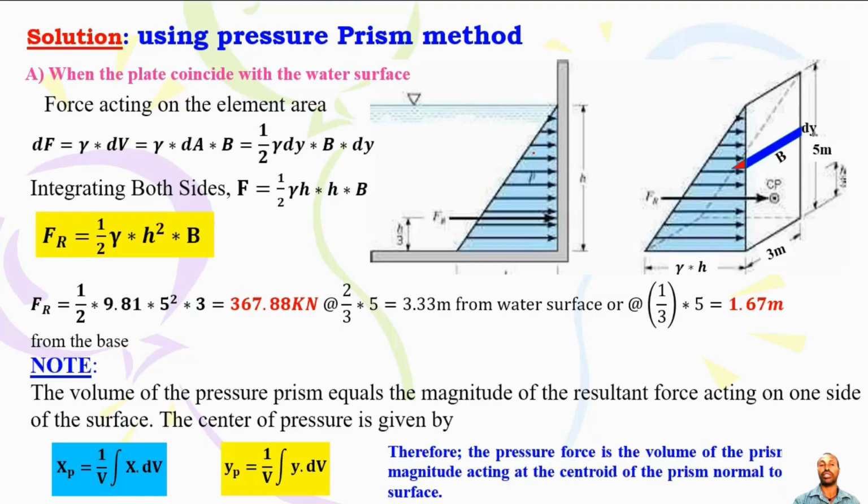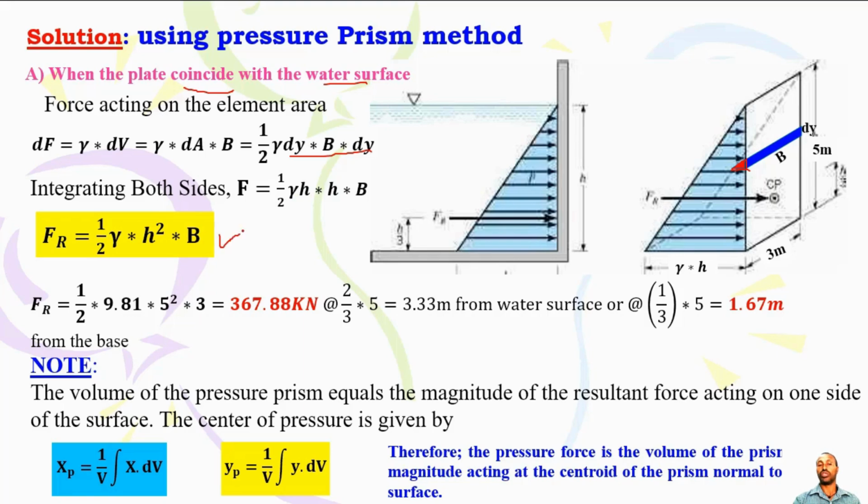So using the pressure prism method, when the plate coincides with the water surface, what will happen? The force acting on this elemental area, dF, will be gamma times dV. So gamma times dA times B, where you have the area of this cross section dy by B, then you have to multiply. Since this is a smaller triangular portion of the hydrostatic force, integrating both sides, you get this force equation: the hydrostatic force, which is half gamma H times B.